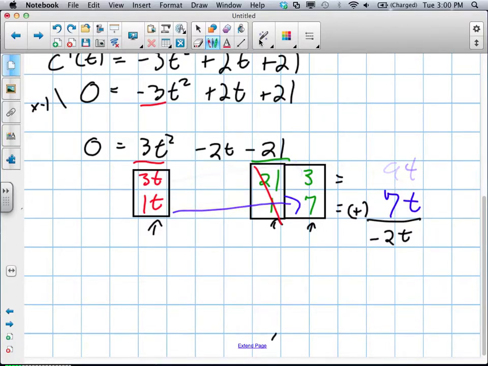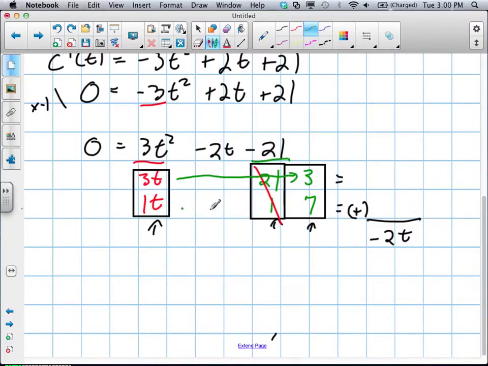So I'm going to draw those in permanently: 3 times 3 and 1 times 7, which gives me 9t and 7t. Now, one of these needs to be negative in order to get negative 2. Which of these has to be negative when adding? The 9. Recall this was negative 21, so one of these terms had to be negative. To get the 9, multiplied by the 3, I make the 3 negative. So my factored form.